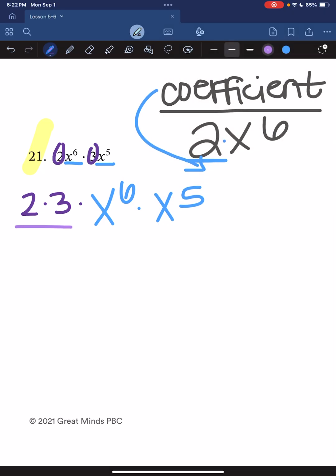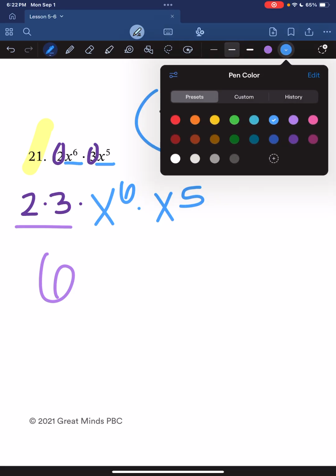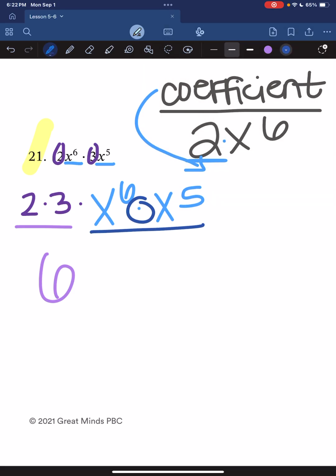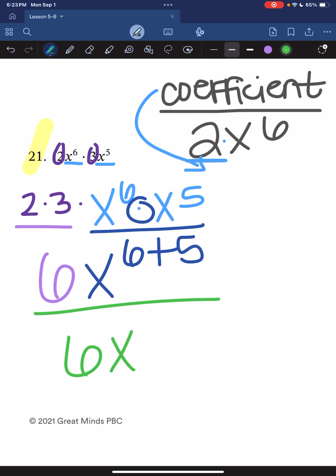So I'm going to first simplify my 2 and my 3. This is just plain simple math. 2 times 3, that would be 6. So that's going to be the coefficient that's on our answer. Now with the other two, these are like bases with multiplication in between. So we can just add. So x to the 6 plus 5. And then if we put it all together, this would be 6x to the 11th. Like so. So don't let there being coefficients bother you. Just simply remove the coefficients from the base.